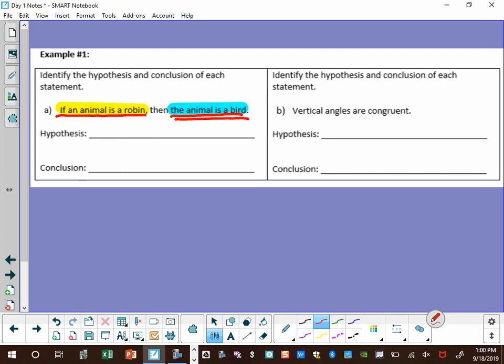All right, so the first part says, if an animal is a robin, is that my hypothesis or my conclusion? Hypothesis. P or Q? P. Good. And then the animal is a bird. Q. That's going to be Q. Okay, write that on your paper. That's how we're going to identify these statements. So my hypothesis is whatever is after the word if. An animal is a robin. And my conclusion is after the word then. The animal is a bird.